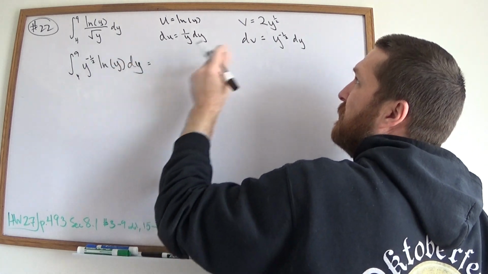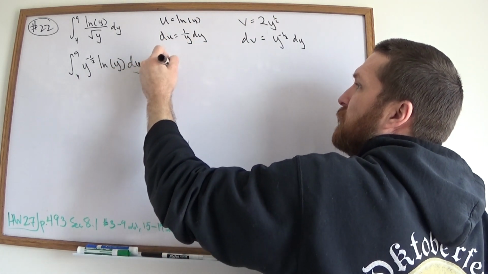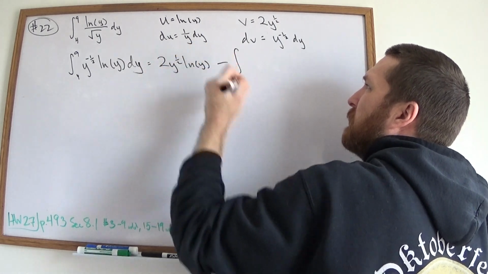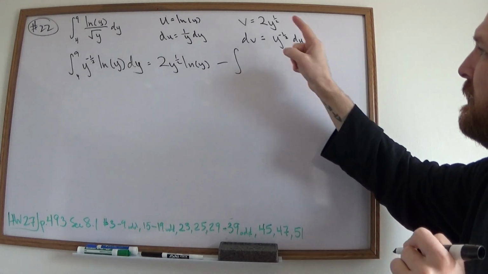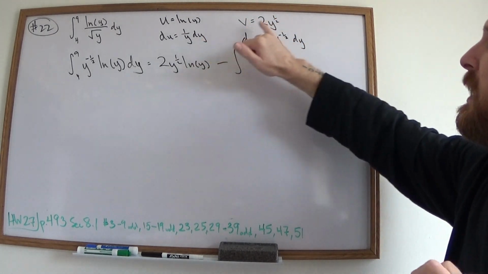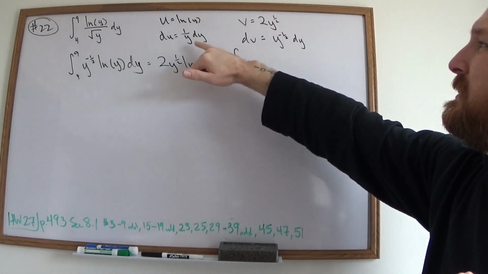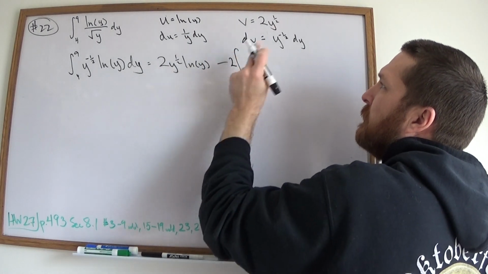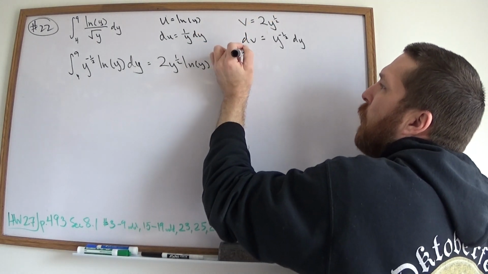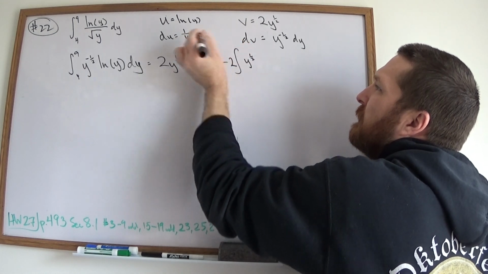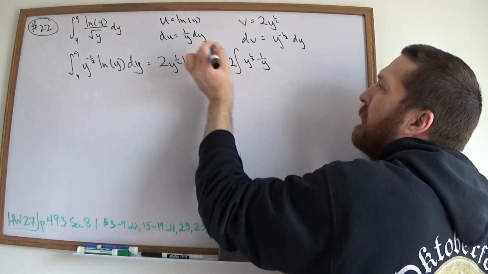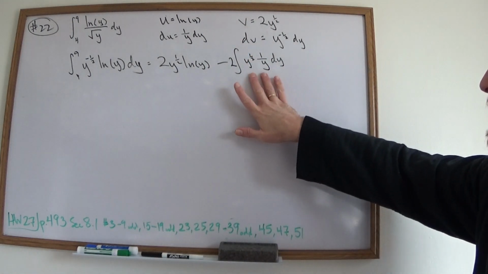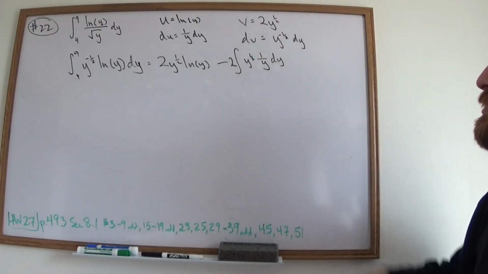uv minus the integral of v du. So uv is 2y to the 1/2 log y, minus the integral of v du. And now check that out. It's all just y's now. Much easier to deal with. So I'm going to pull that constant out front. v du, we have y to the 1/2 divided by y dy. Now all those pesky logs are out of our integrand. This should be easy to deal with.